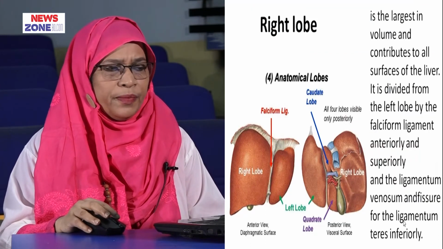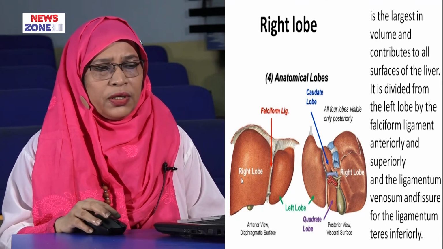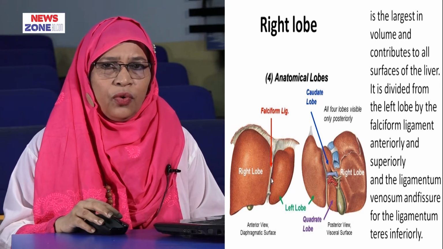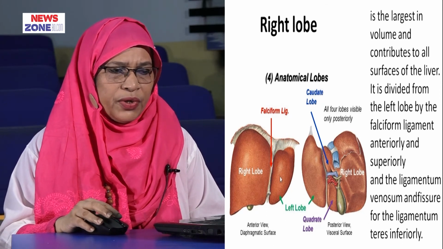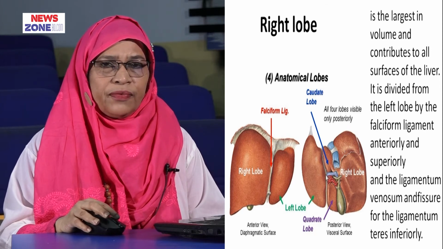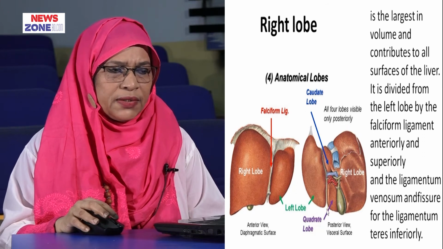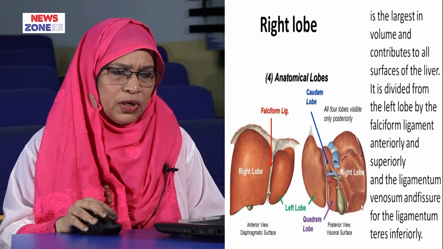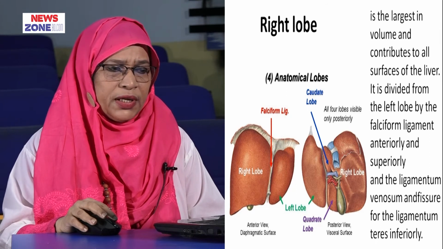Now the right lobe. The right lobe is the largest in volume and contributes to all surfaces of the liver. It is divided from the left lobe by the attachment of the falciform ligament anteriorly and superiorly, and posteriorly and inferiorly it is separated by the fissure for the ligamentum venosum and the fissure for the ligamentum teres hepatis. This surface includes the caudate and quadrate lobes. This right lobe is not functional, it is only anatomical.